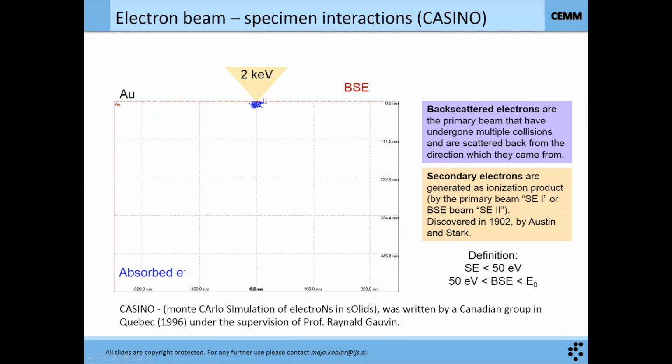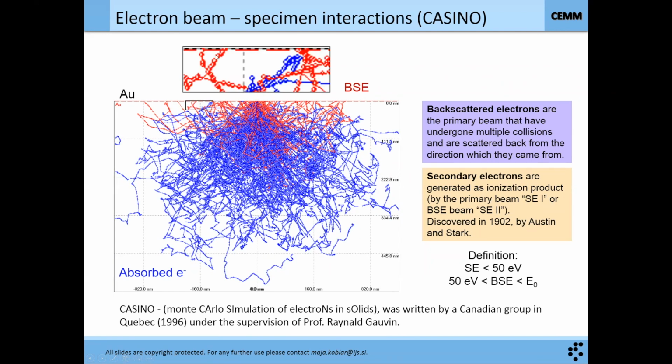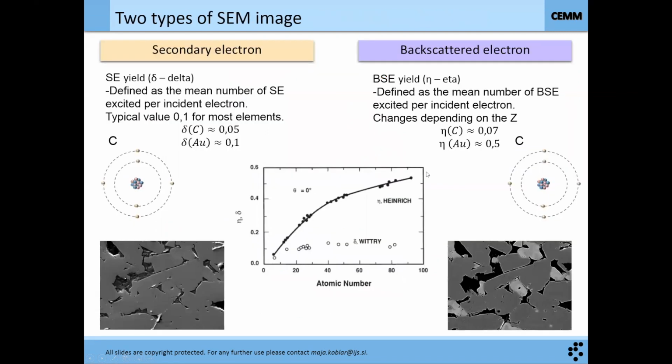So if you use 2 keV, you can see the interaction is quite smaller. If you zoom in, you can see that there are a lot of interactions. What is important in the secondary electron is the yield. So why we use, for example, gold coatings is because we have higher yield for secondary electrons, and because it's not that thick, it gives us better images.